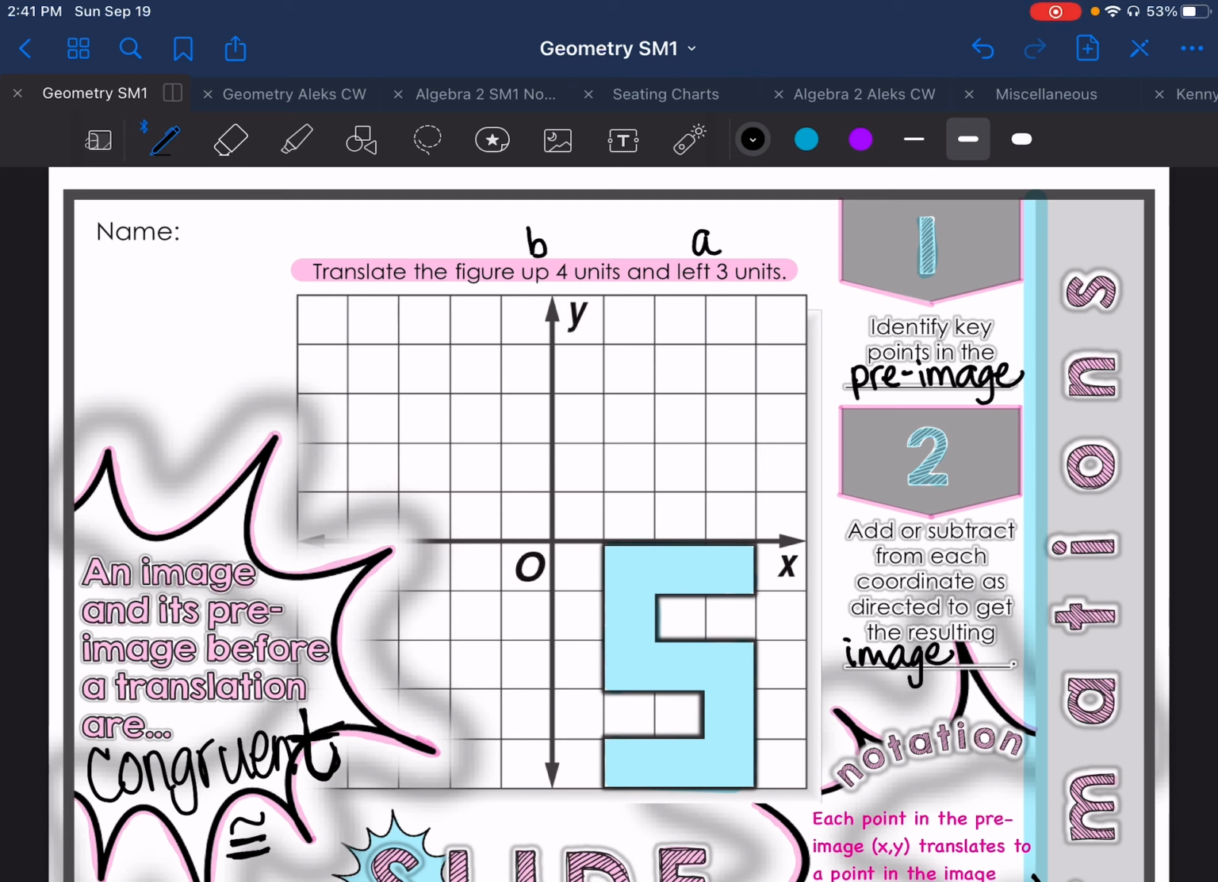So we simply could take our ordered pairs here, like 1, 0, and we could say subtract 3 from the x and add 4 to the y. But we simply can count as well, 1, 2, 3, 4, 1, 2, 3. There's my new image. There we go. Okay, then I could do the same thing here.